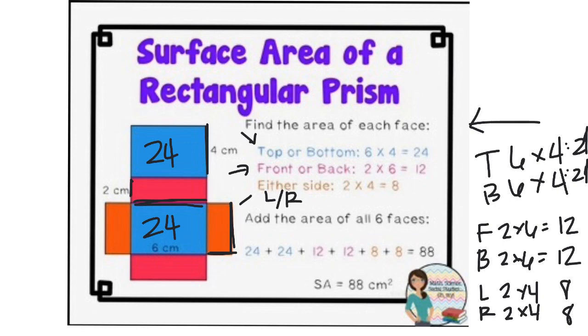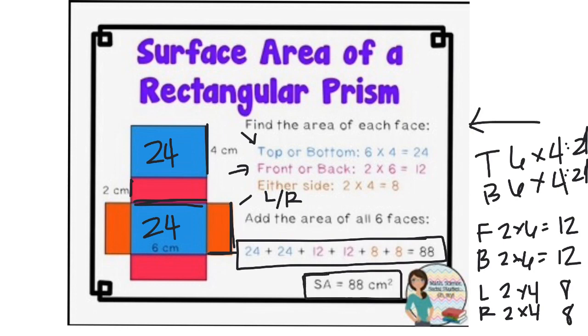So at the end of it, when you find all the areas of each side, you should have 6 total numbers that you're going to add together, which they show you here. They show you 24 plus 24 plus 12 plus 12 plus 8 plus 8, and when you add that all up, you would get an answer of 88. So your surface area would be 88, and these are in centimeters, so it'd be 88 centimeters squared. And it's squared because you're still just finding area. You're not finding volume where we would cube it or put it to the third power. You're just squaring it because you're finding area.